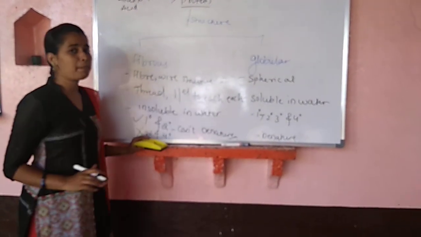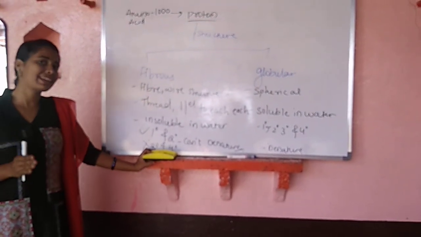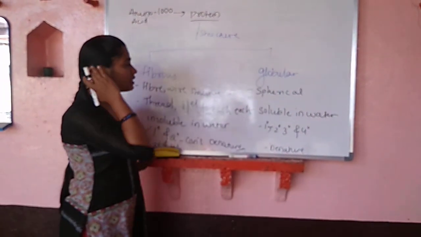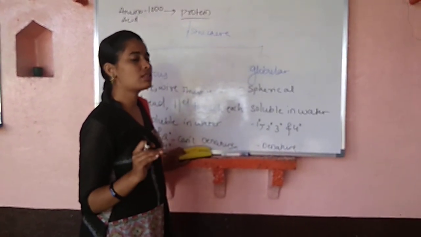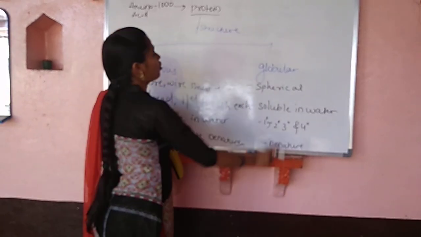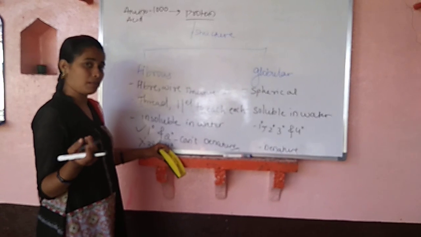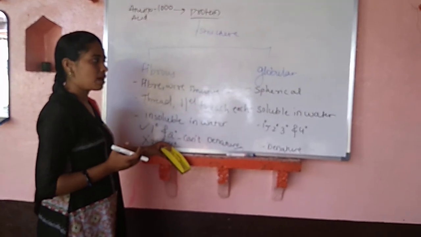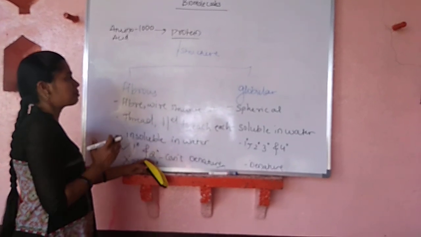So the example of fibrous protein is keratin. So students, where is keratin found? Keratin is present in our hair. So hair, nail, these are all examples of what? Fibrous protein. Whereas the examples of globular protein are egg and hemoglobin. These are all examples of globular protein. So this is all about types of protein.